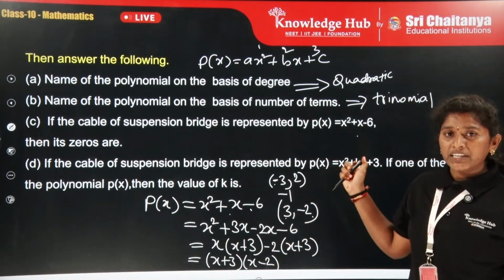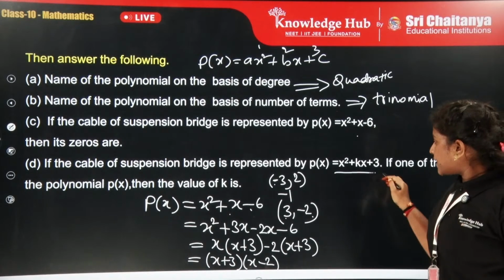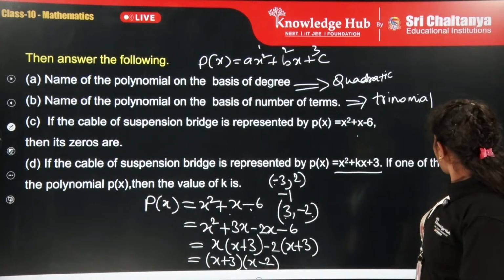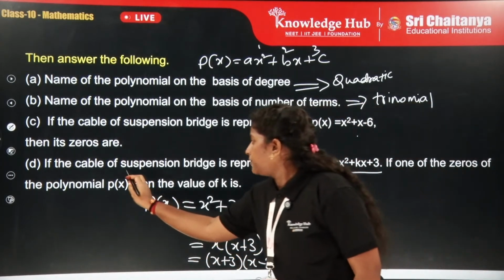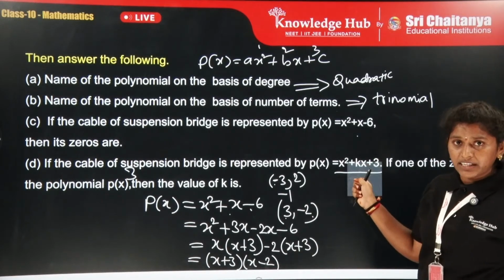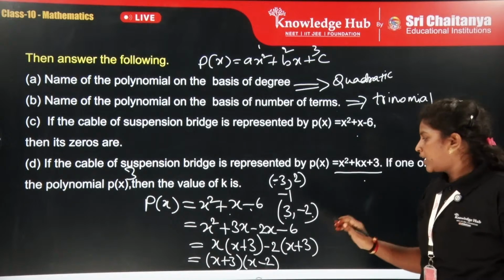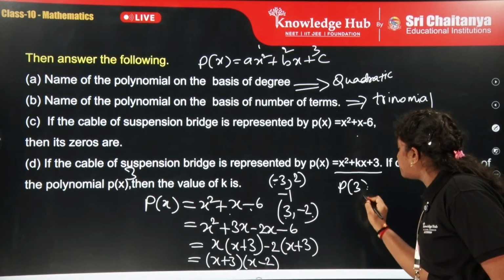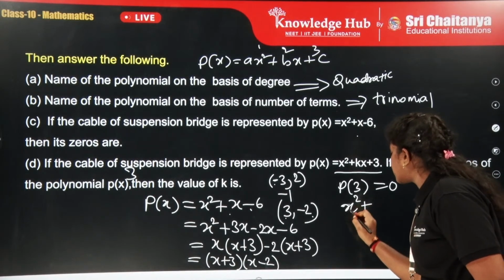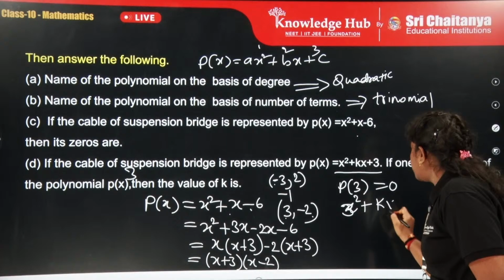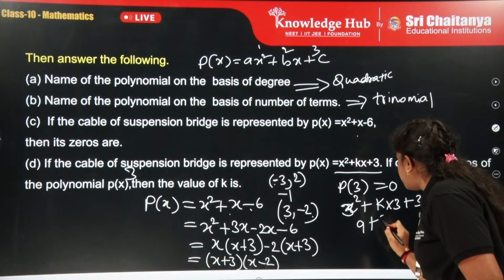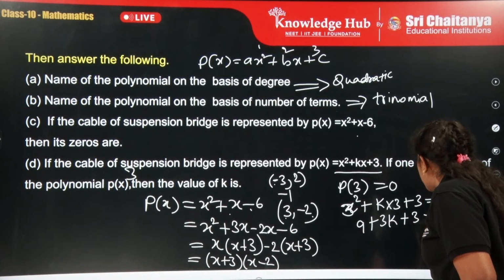If the cable of the suspension bridge is represented by x square plus kx plus 3 and one of the zeros of the polynomial is 3, find the value of k. So here they are giving one of the zeros as 3 and you have to find the value of k. So that means you have to take P of 3 equals 0. So that becomes x square, which is nothing but 3 square, plus k into 3 plus 3 equals 0. 3 square will give you 9. 9 plus 3k plus 3 equals 0.